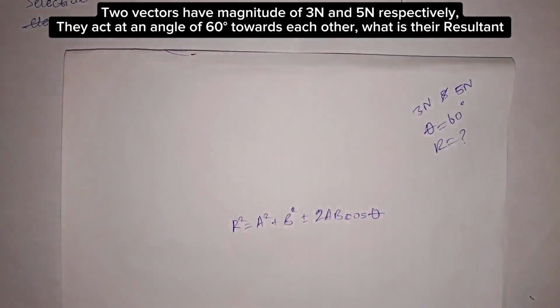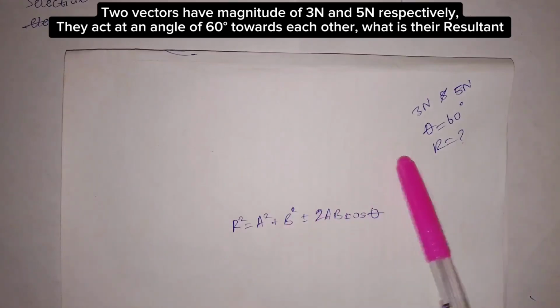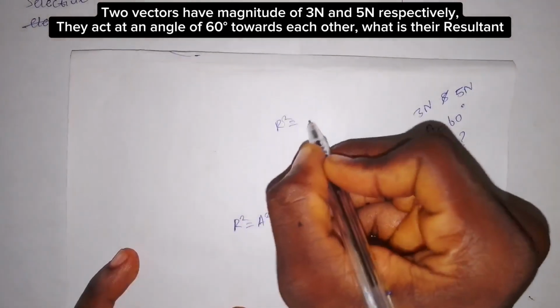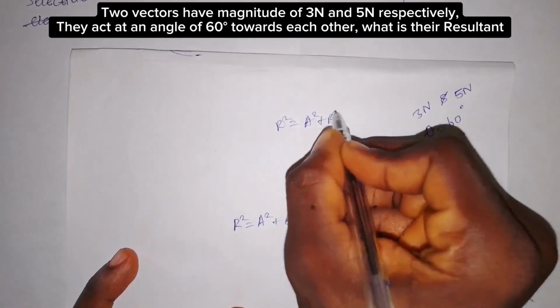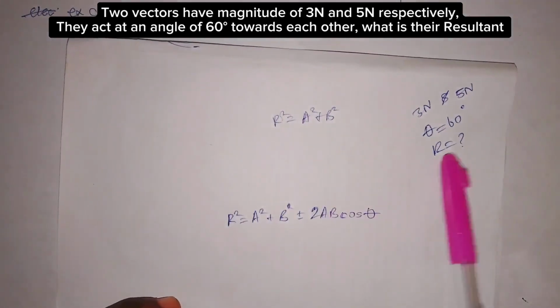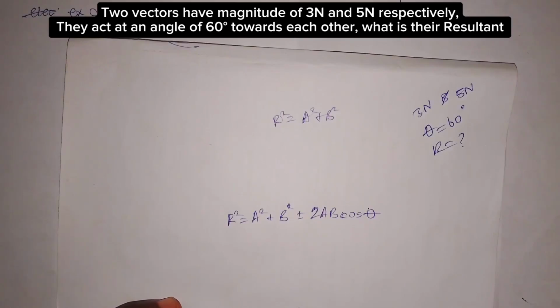Now, some people, when they see this question, will neglect the angle and make use of Pythagoras theorem, R squared equals A squared plus B squared. But this question is not talking about perpendicular vectors. Remember, perpendicular vectors are always at what? Angle 90. That is, they are always perpendicular or at right angle to each other.